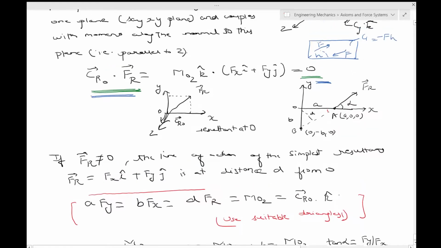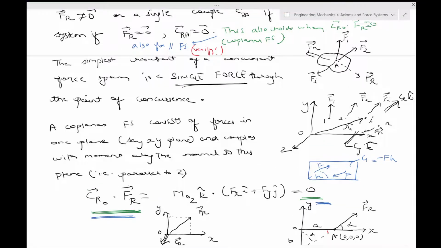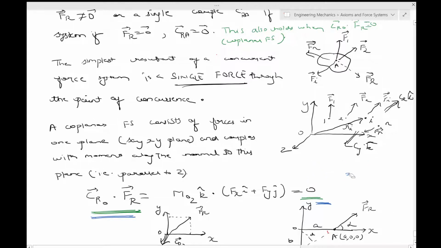I'm sorry, what I had described over here in blue was not actually for a parallel force system. I should make that correction over here. This one is just a definition of what a couple is, okay? Parallel force system is done in much greater detail. So this is C1 is equal to minus FH. This is just the definition of what C1 is.